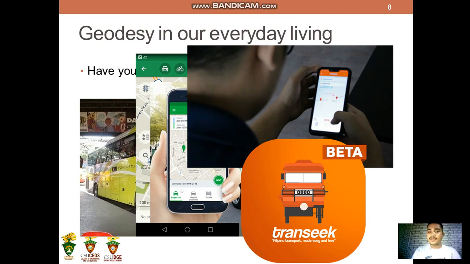So again, if you are using those applications, or if you have experienced those situations, then geodesy is now part of your everyday living. It might be that you just haven't noticed it, but yes, geodesy exists.